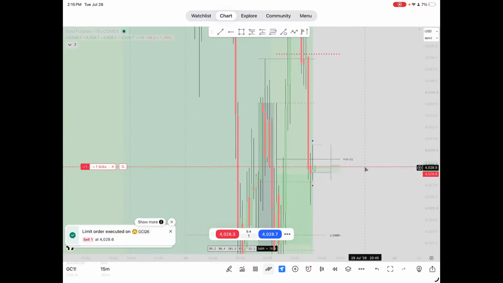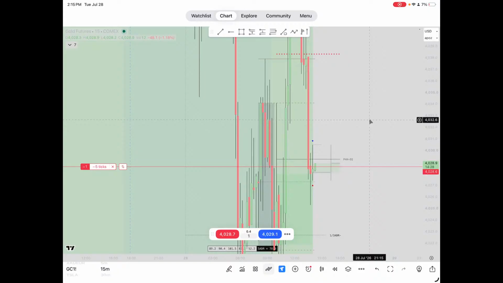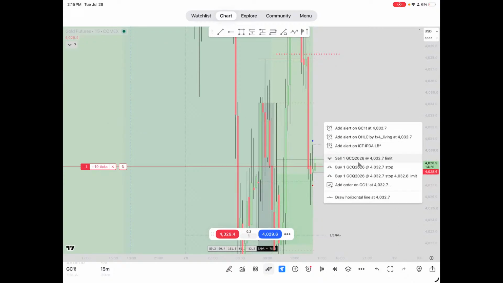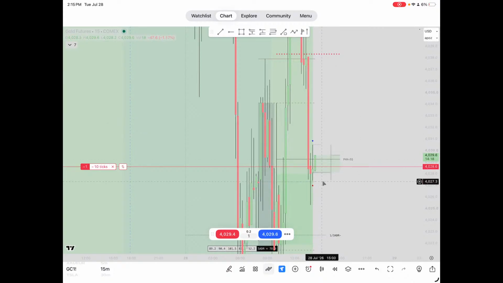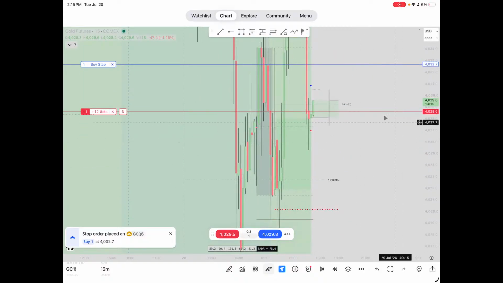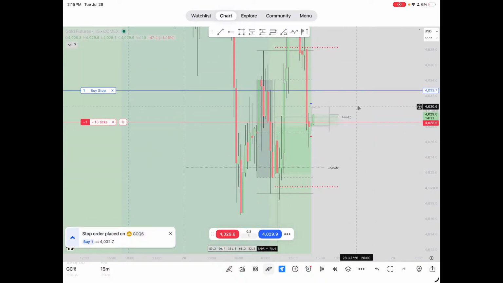28. Let's see. 1, 2, 3, 4. Let's put a stop right here. This probably could be where it goes to stop me out. But let's just give it a shot here. See if we want to come down to this level here. We don't have any swing points here below.